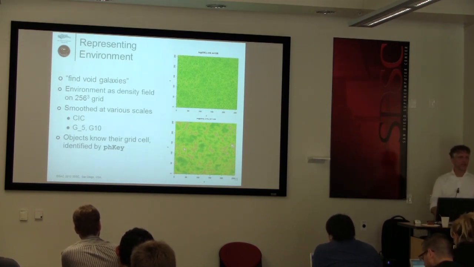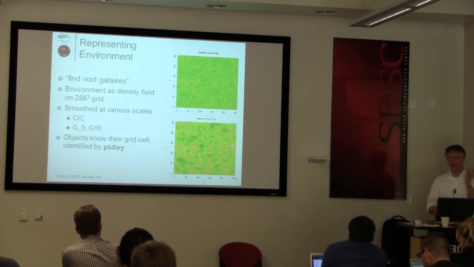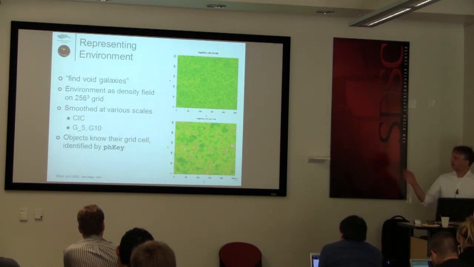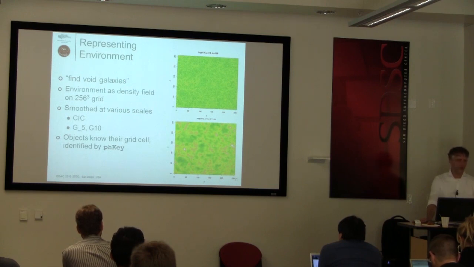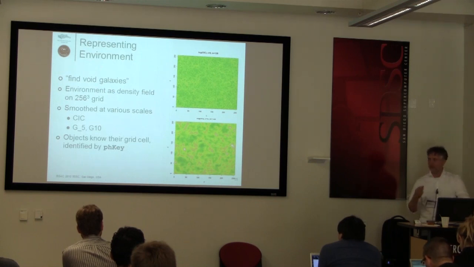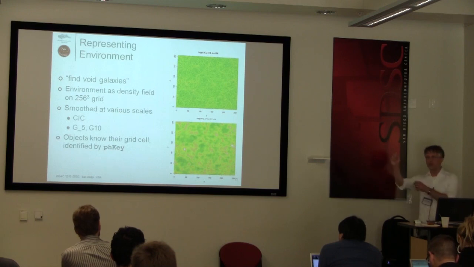But we add an extra column that is an index into this cell, into this density field. And for this index, we actually don't use just ix, iy, iz, which we could have done. That would have been 3 columns. We use an index based on a space-filling curve, in this case, a Peano-Hilbert curve. Actually, Tamás will come to talk about that somewhat more. So this is a unique index that allows you to point to a cell in this 256 cubed grid.